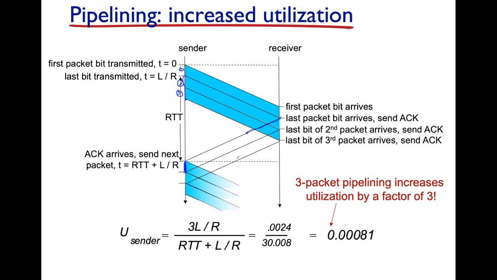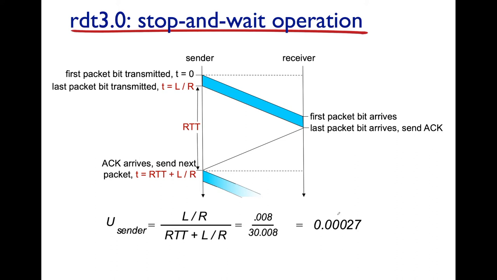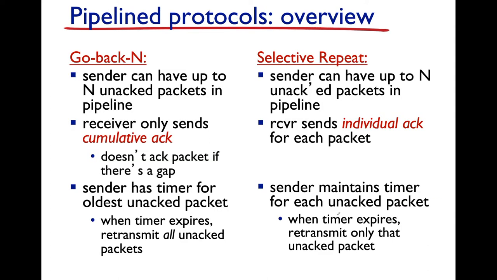And so this stands to triple our utilization. Instead of getting that 0.027% utilization, we're now tripling that to make it 0.081% utilization. And so the more packets that we send back to back to back that are in flight somewhere in the network, between the sender and receiver, but not yet acknowledged, we can further increase this utilization. And so that's the scheme behind pipelining. Let's look at the two different versions or ways of doing this.